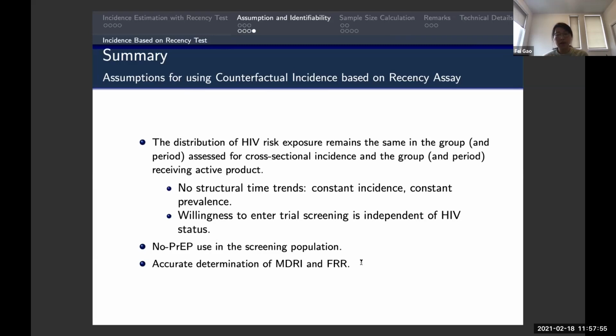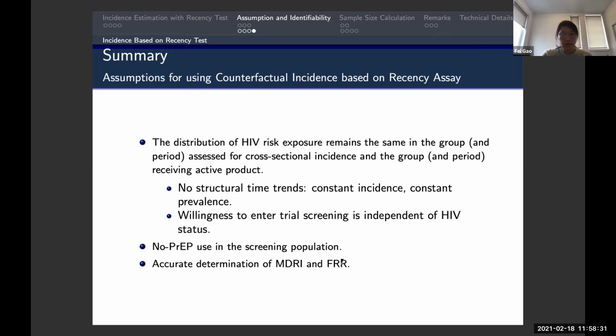And finally, one added assumption is that we really need accurate determination of MDRI and FRR. Those are two key parameters that come into play in constructing this incidence estimator based on a recency assay. There are really a lot of people working on trying to determine accurate property parameters, MDRI and FRR, for the recency assays. And now people are trying to determine them in different subtypes.